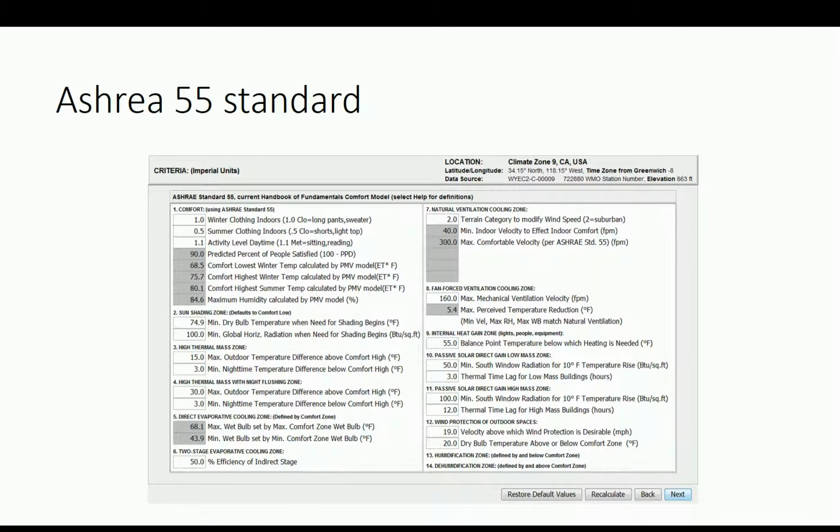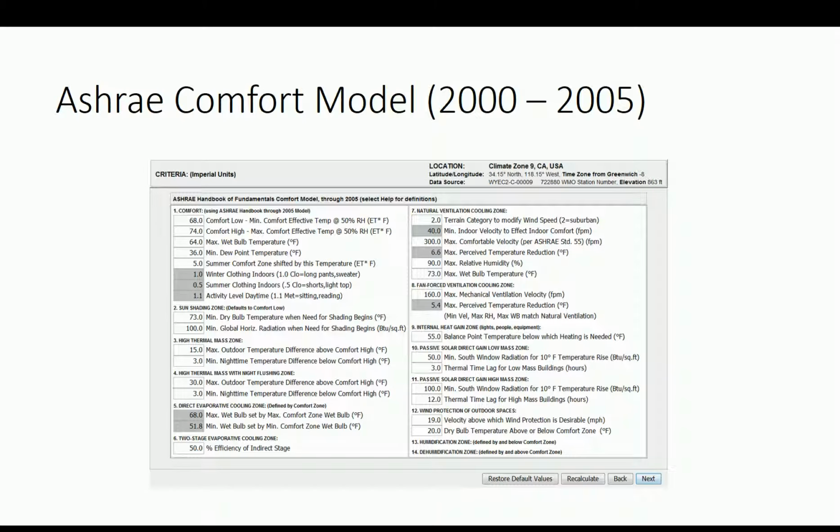The ASHRAE 55 standard is a little bit different. Okay, and it's structured a little bit differently, but it's got some of the same measures in it. Okay. And this is the comfort model from 2000 to 2005. Again, same as the previous one, it just changes some of the numbers around.